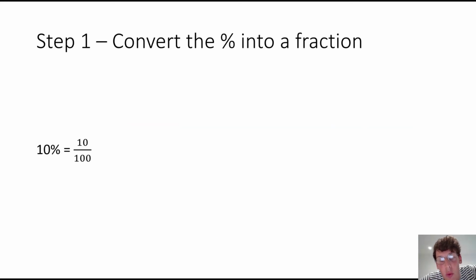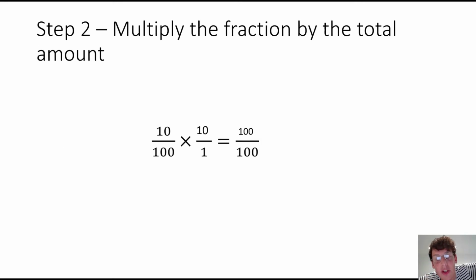So the first thing we need to do, as they are equivalent, is to turn our percentage into a fraction. So step 1 is to convert the percentage into a fraction. We are going to convert 10% into a fraction. Very simple. 10% is the same as 10 over 100. Now, step 2 is to multiply the fraction by the total amount, the total amount being 10. And remember, we're putting it over 1 because that is showing us that we have one group of 10. So multiplication: times top and times bottom. So 10 times 10 is 100. 100 times 1 is 100.